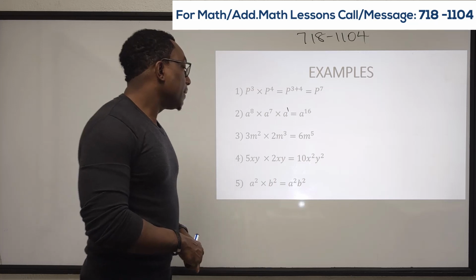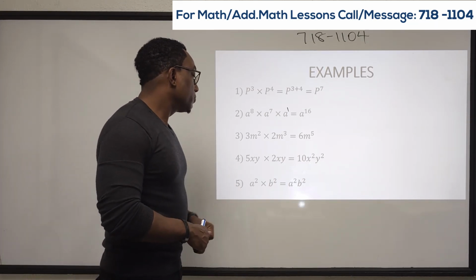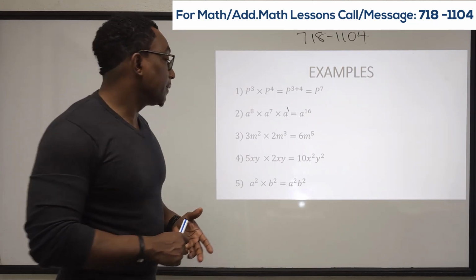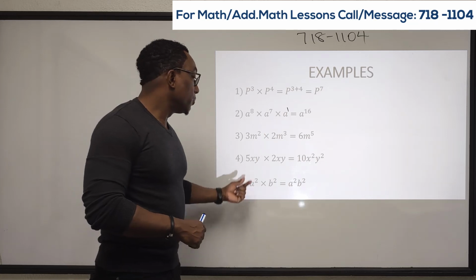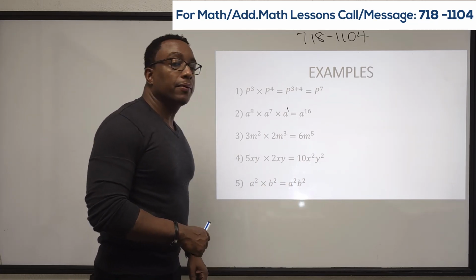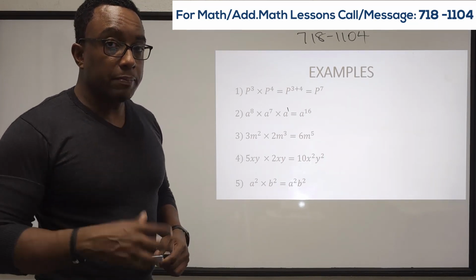a to the power of 2 by b to the power of 2, I'm multiplying two quantities. Of course, my variables are different, but in multiplying, I will simply maintain my variable a and its power and maintain my variable b and its power. So a squared by b squared gives me a squared b squared.